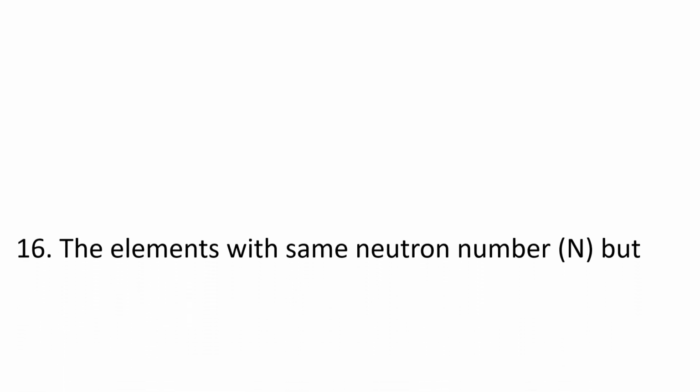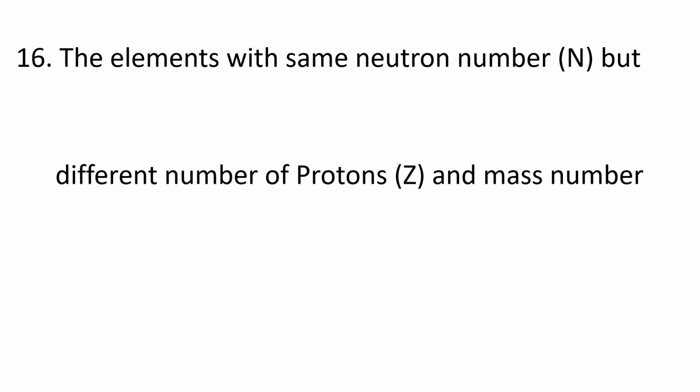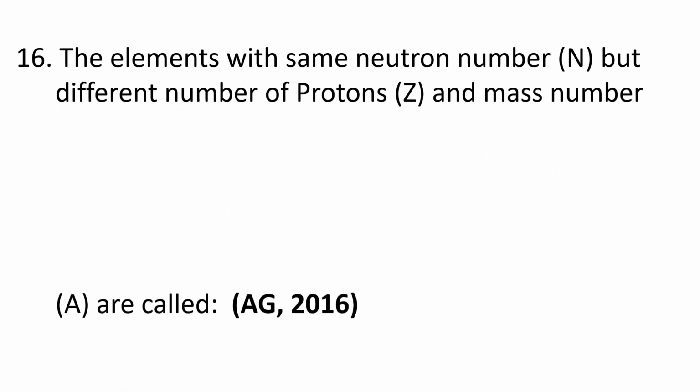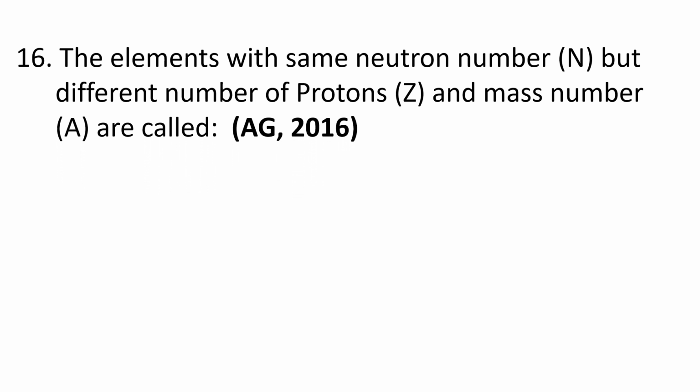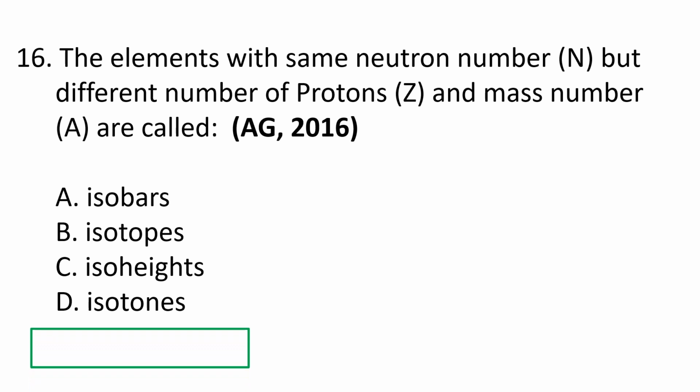16th question. The elements with the same neutron number but different proton numbers and mass number are called. Choices are A. Isobars, B. Isotopes, C. Isohydes, D. Isotones. So the correct answer is D. Isotones.